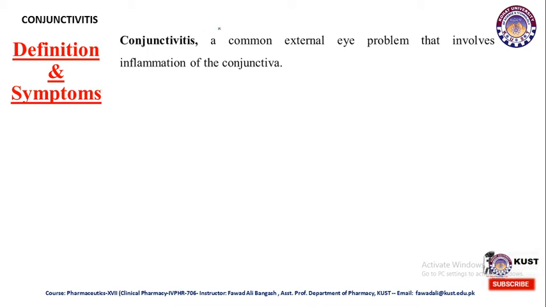Conjunctivitis is a common external eye problem that involves the inflammation of the conjunctiva. The region of the eye where there is an inflammation in the conjunctiva is known as conjunctivitis.